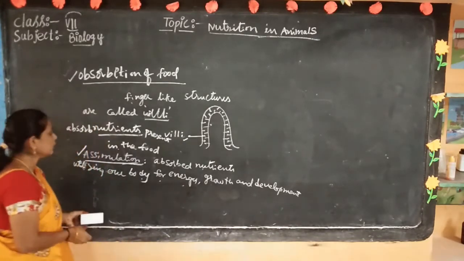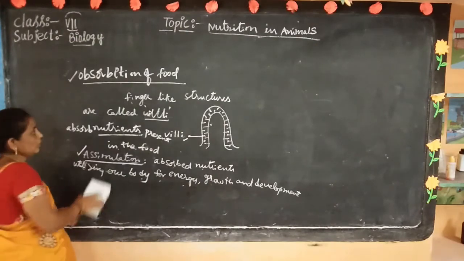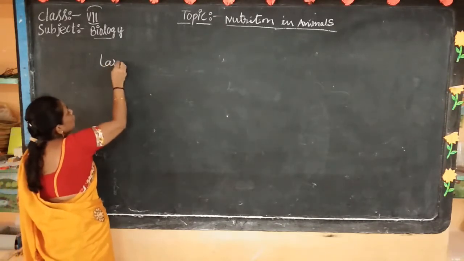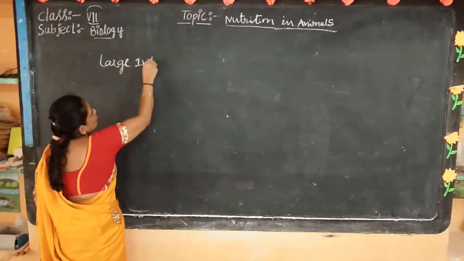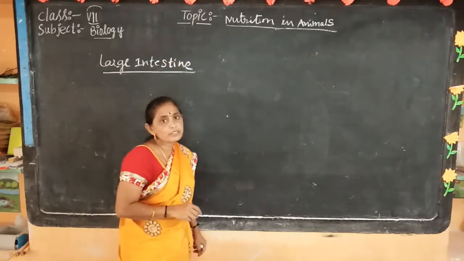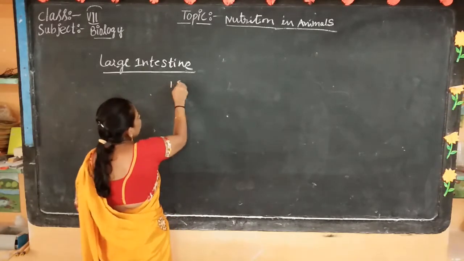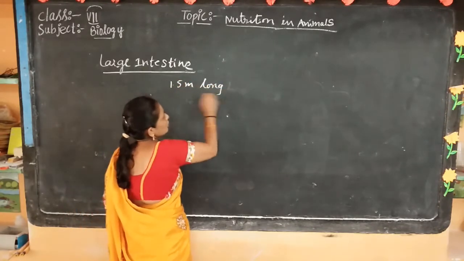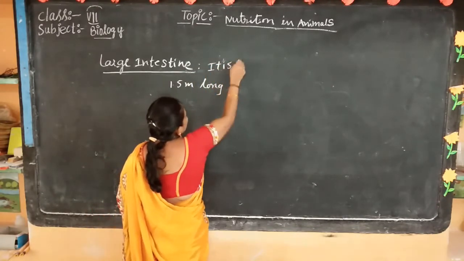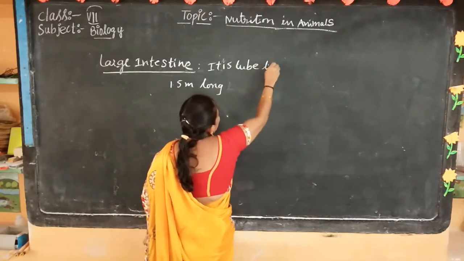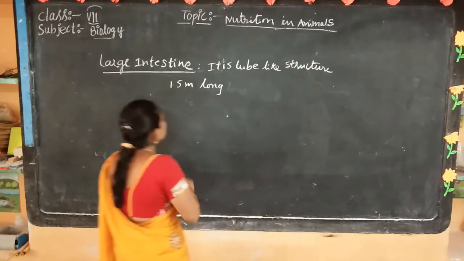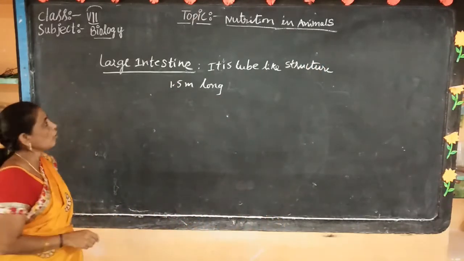Next, the food enters the large intestine. The large intestine is a tube-like structure. It is 1.5 meters long.